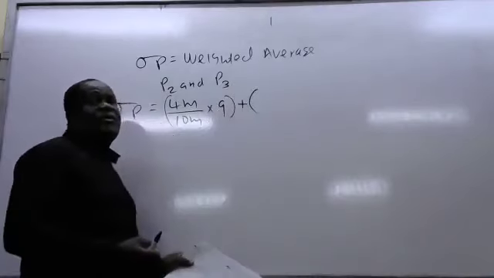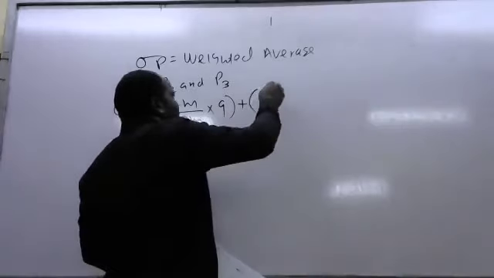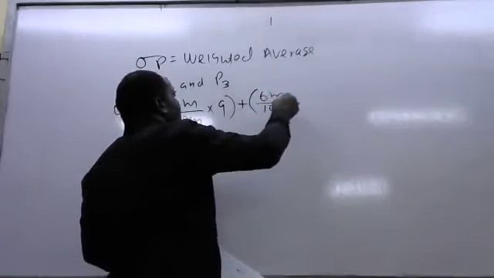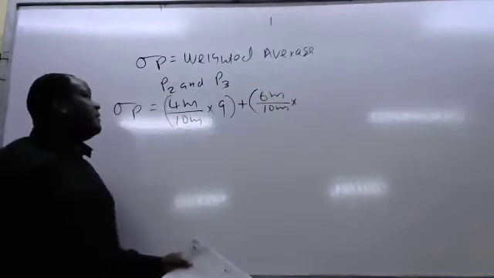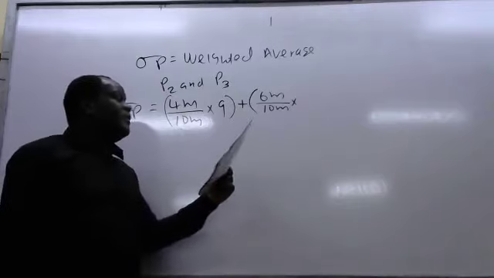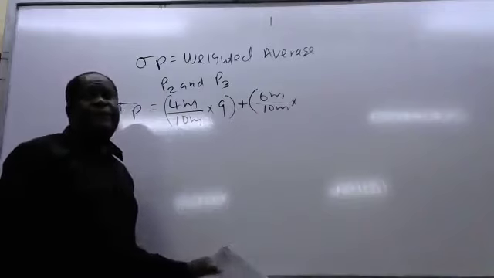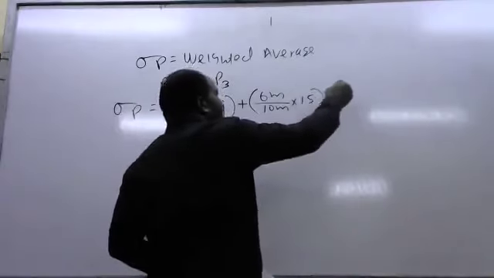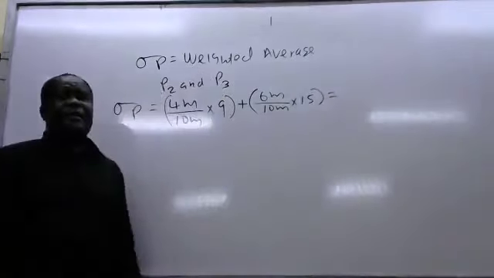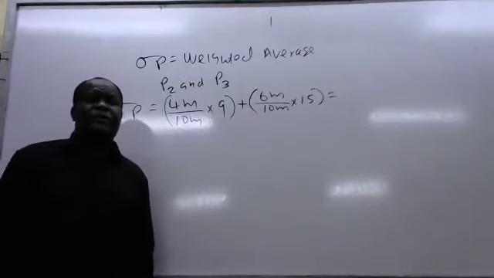Then after that, we go to the other one, project 3. Project 3 is 6 million. You also divide by 10 million. Then we multiply by the standard deviation of project 3. Standard deviation for project 3 is what value? 15. You can see the 15? Yeah. So now add them together to give us the standard deviation of that combination.